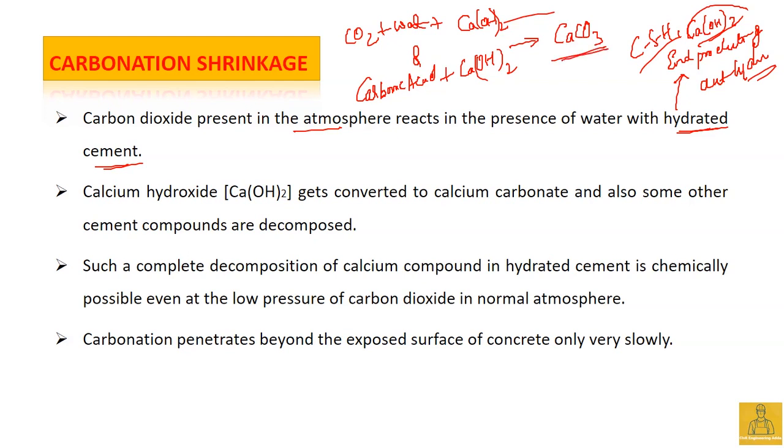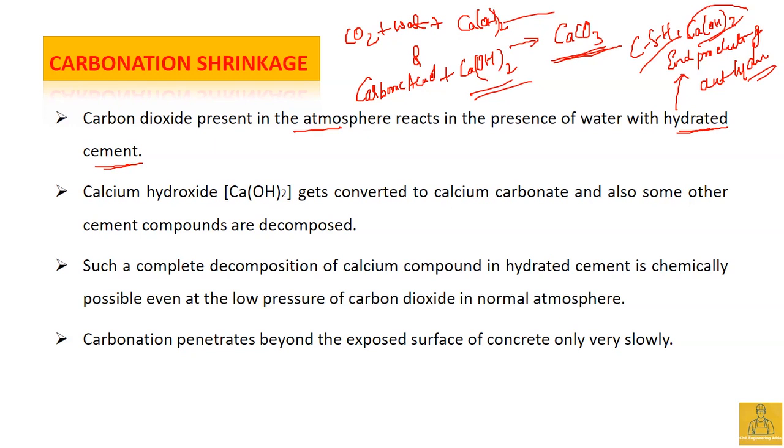And other cement compounds are also decomposed. Of course, see here Ca(OH)2 is decomposed, right? It has been separated. It has given rise to CaCO3. And in a similar way, other compounds also get decomposed because of this CO2 reaction. So during this process, contraction of the concrete is going to be seen. And this is what we call carbonation shrinkage.